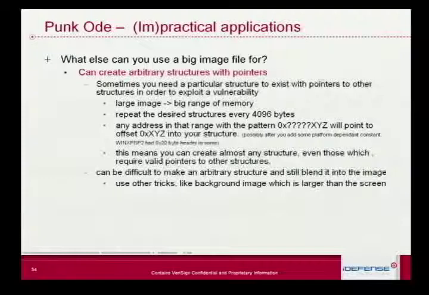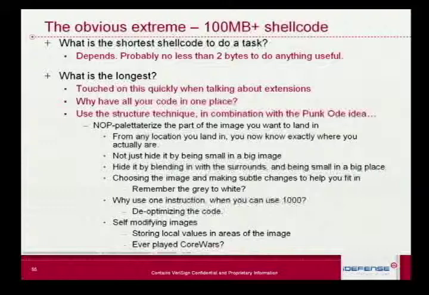You can't necessarily make this blend into the image with just any old structure, so you could use other tricks. One thing that works, which is kind of cheating to call it pun code, is to put in a background image which is larger than the screen, so it actually renders off screen. Or what's the shortest shellcode that you can use to do anything useful? A 2-byte jump to yourself is a good infinite loop shellcode. But what's the longest? Why do you want to have all your shellcode in one place?